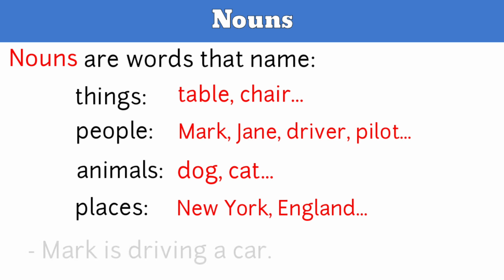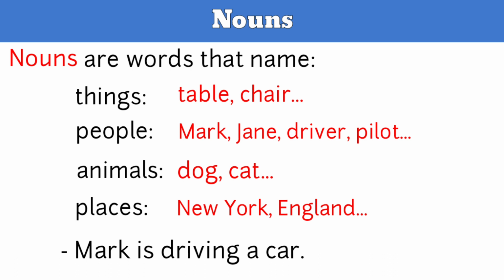So here is an example. Mark is driving a car. And in this sentence, there are 2 nouns, Mark and car.